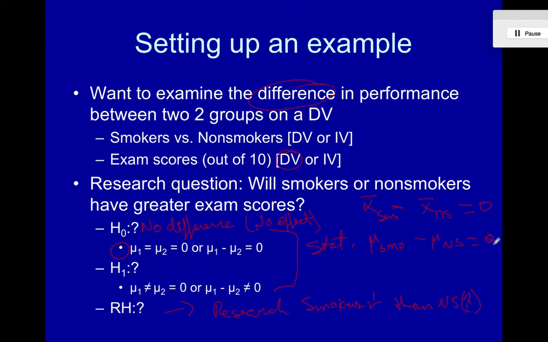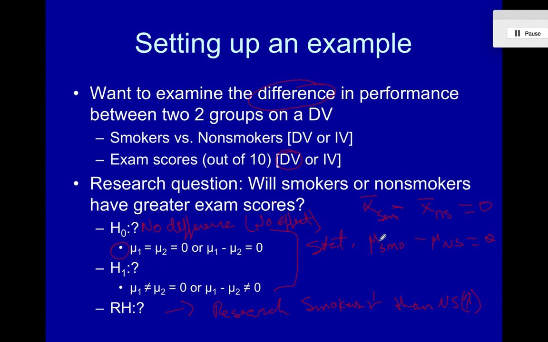Okay? Or mu1 is equal to mu2, which is equal to 0, or mu1 minus mu2 is equal to 0. So here we would say mu smokers minus mu non-smokers would be equal to 0, or mu smokers is equal to mu non-smokers, which is equal to 0. So here, replace that 1 and that 2 with smokers and non-smokers. That's what the null hypothesis would predict.